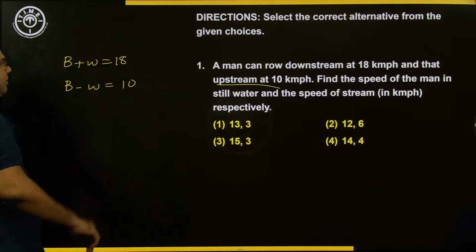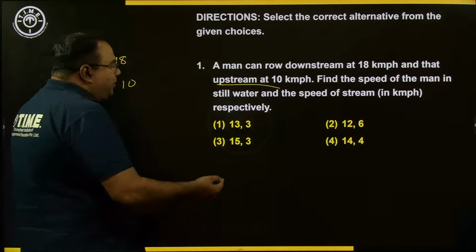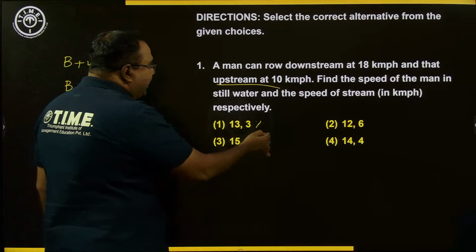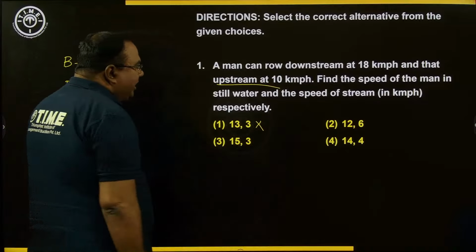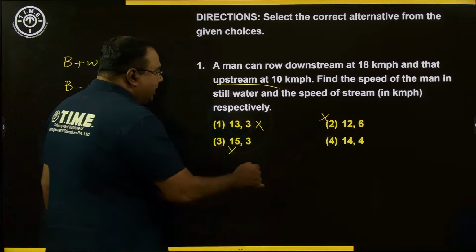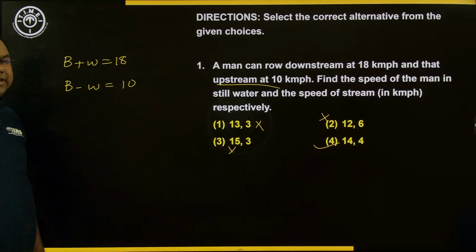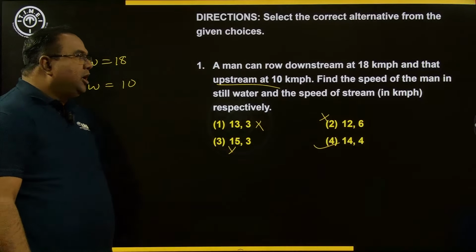Right? So sum of the numbers is 18. Difference of the numbers is 10. So sum should be 18, difference should be 10. Sum is not 18 here. Sum is 18 in all the remaining cases. Difference should be 10. No, it is not 10 here. Yes, 14 plus 4 is 18. 14 minus 4 is 10. So your answer has to be your last option.